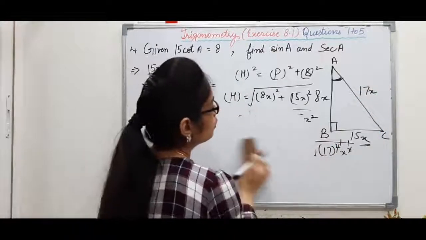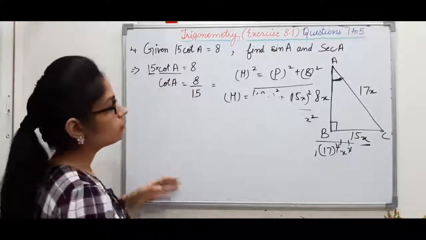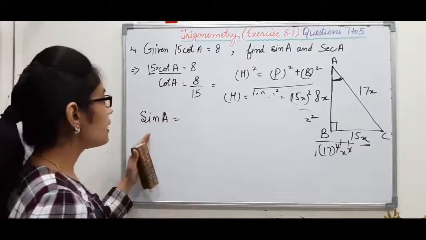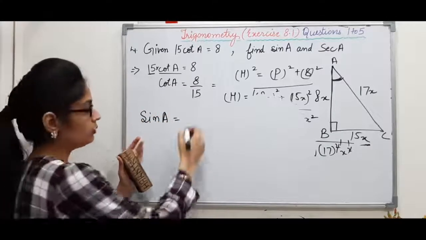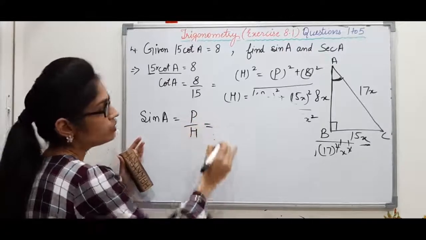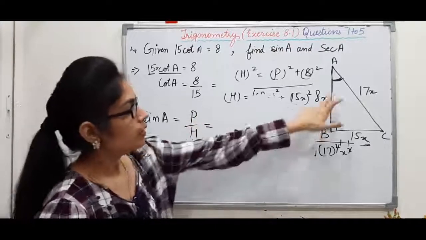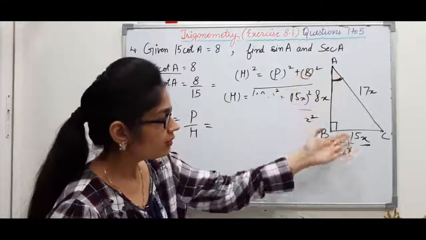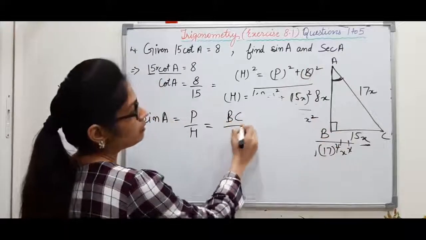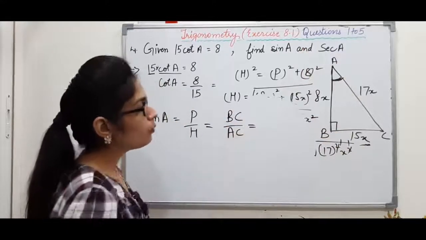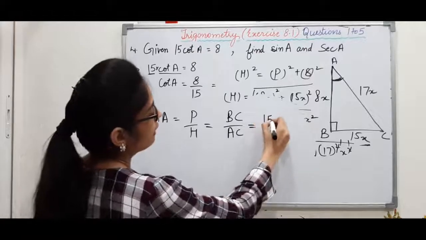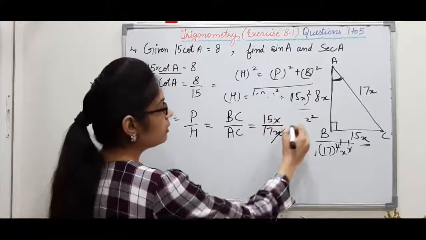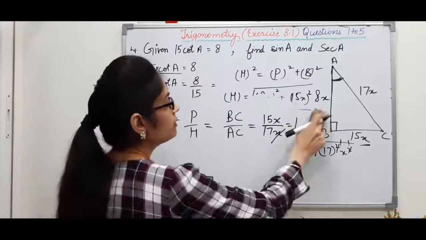Now we have the values of all the sides of the triangle, and we can find the value of sine A and secant A. So sine A, now we already know sine is perpendicular over hypotenuse. So with respect to A we have to see. Perpendicular means opposite. So with respect to A you have to look at the opposite side, which is BC. Hypotenuse is AC. So it is BC upon AC. BC is 15x and AC is 17x. So this x and this x will get cancelled. So we got the value as 15 by 17.